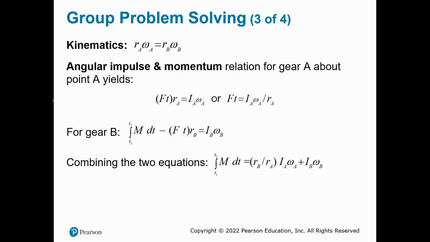For gear A, we have F_T r_A equals I_A omega_A, or F_T equals I_A omega_A divided by r_A. For gear B, since we have a moment over a period of time, we have the integral from t1 to t2 of M dt minus F_T r_B equals I_B omega_B. Combining these two equations, you get that. Also notice that these are two gears with different radii in contact, which means their linear velocities are the same at the edge in contact. So you have r_A omega_A equals r_B omega_B.